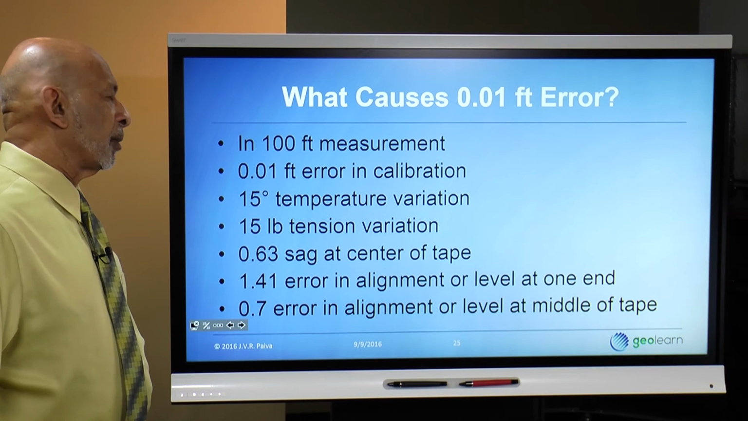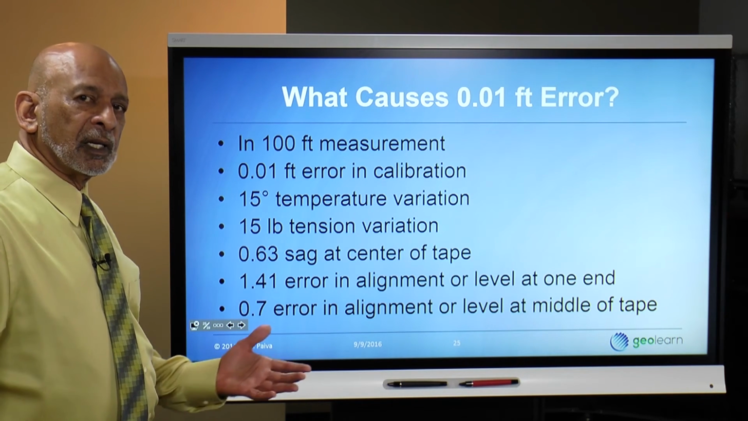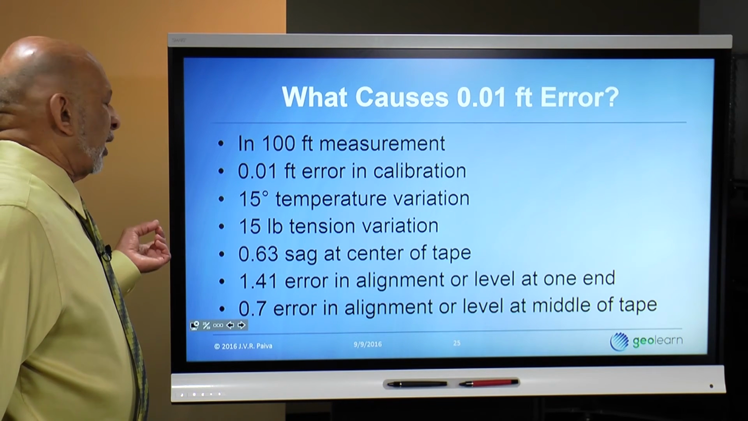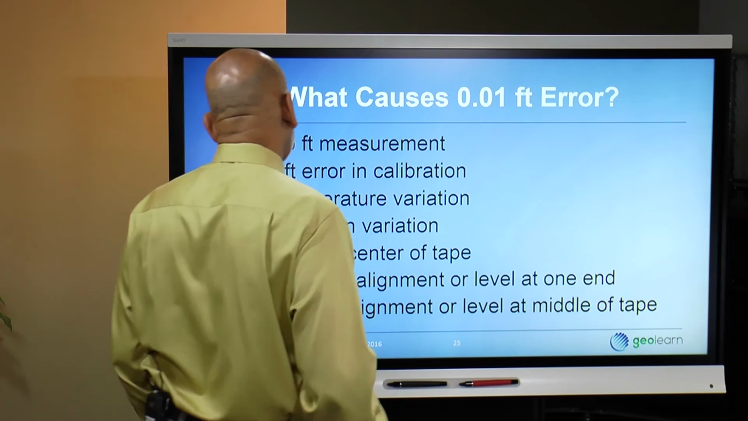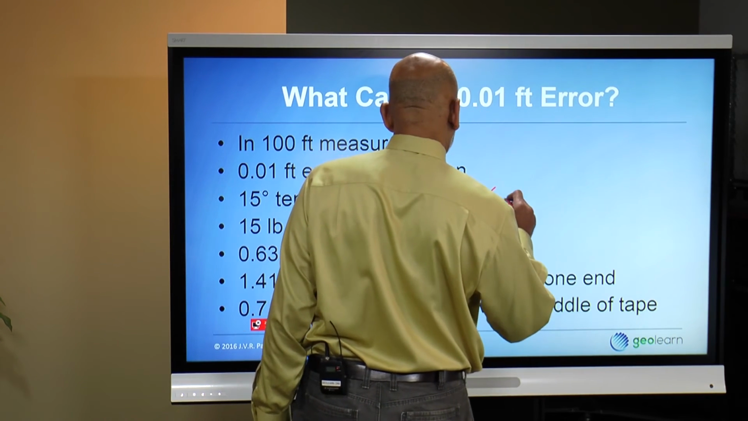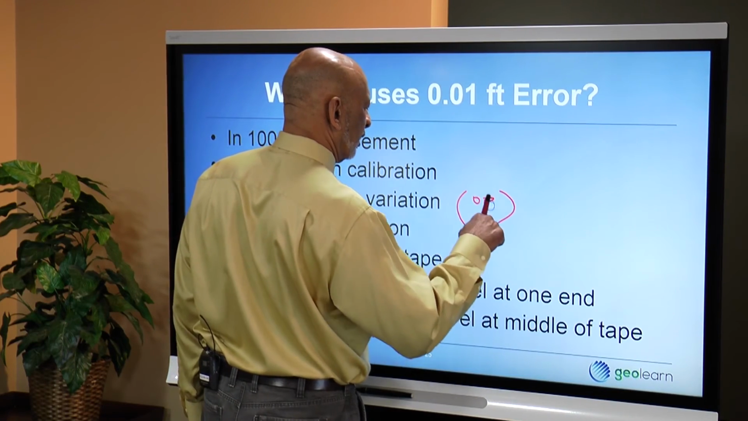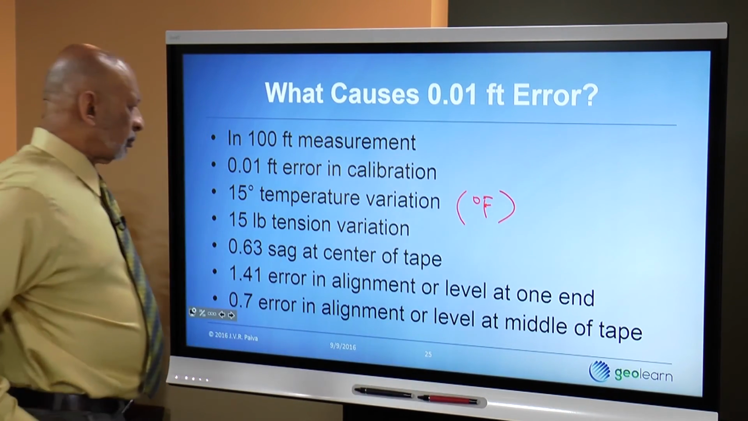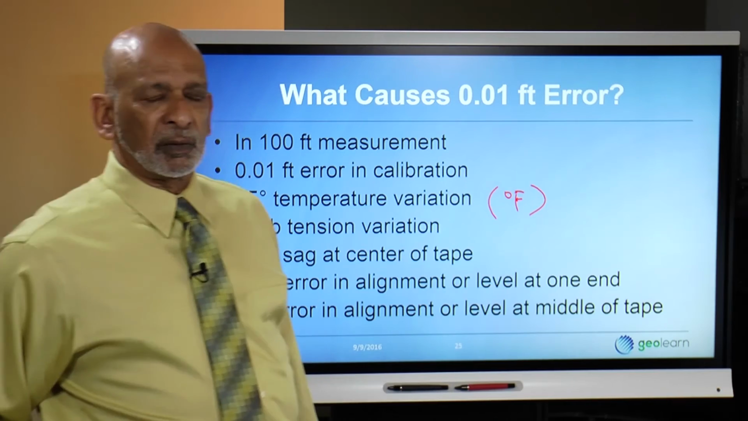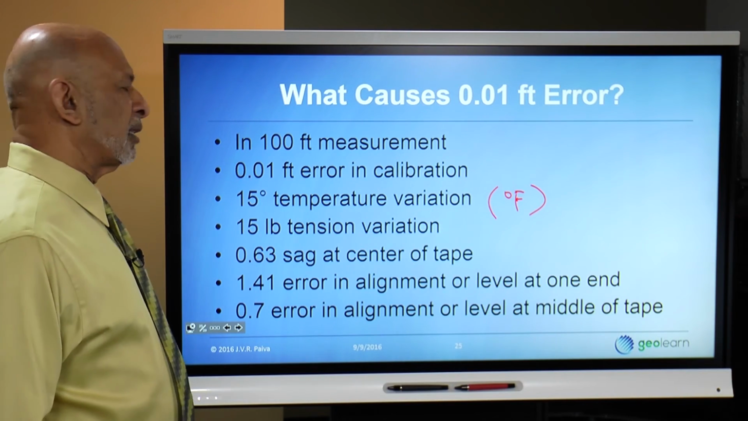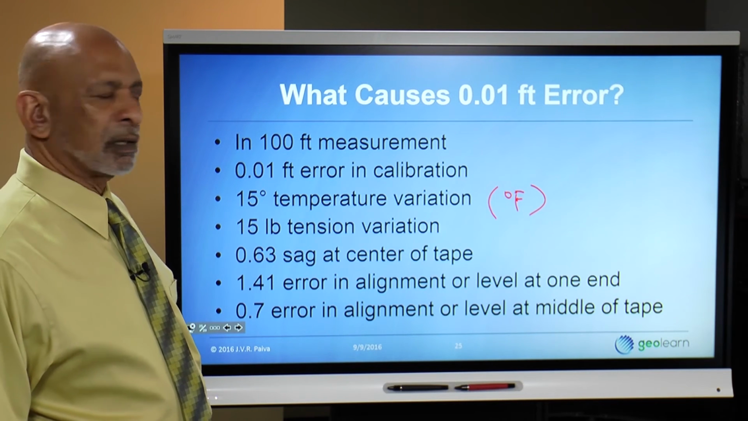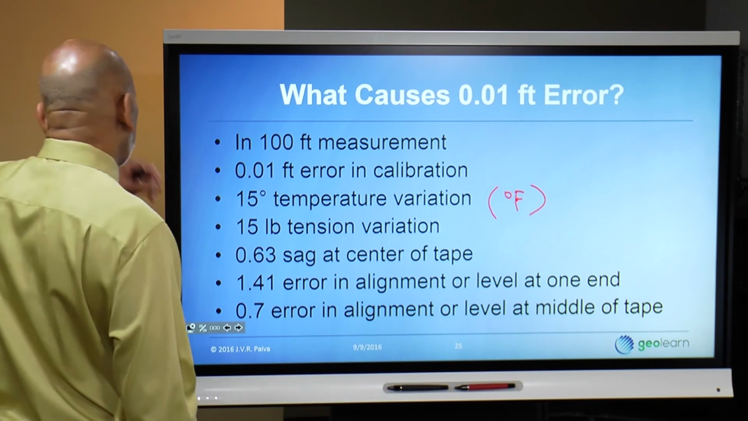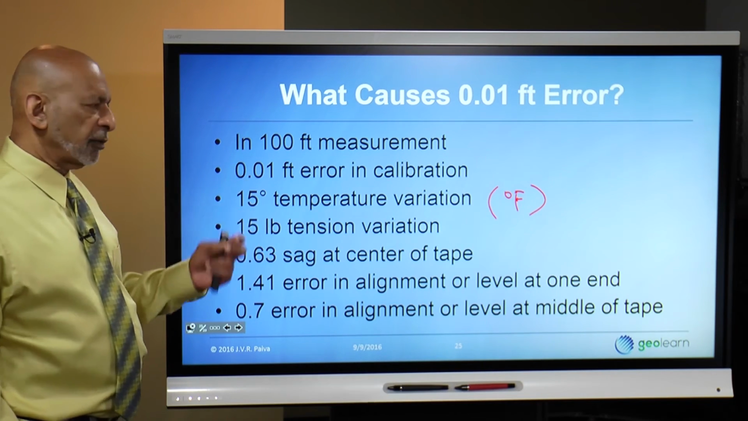In fact, I had a tape that was a whole foot off. A tape like that really shouldn't be used. A 15-degree change in temperature, this is Fahrenheit, I should probably have thrown that in, so let me just put that here in parentheses. A 15-degree Fahrenheit change in temperature, either upward or downward, will cause the tape to either lengthen or shorten by 1/100th of a foot. Most of the time, for most average tapes, about a 15-pound tension will cause 1/100th of a foot of variation.